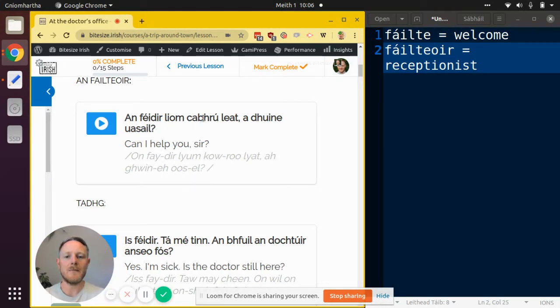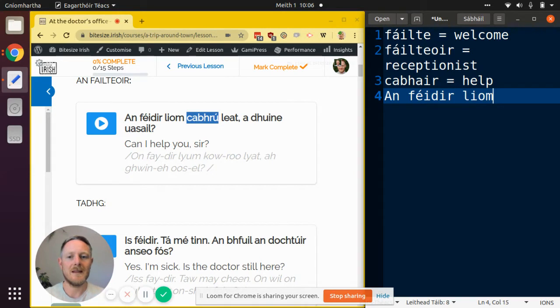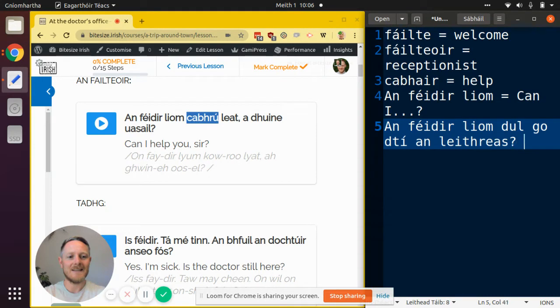Cabhair means help in Irish, and if I make spelling mistakes, that's my own fault. I'm sorry. Cabhrú is like the verb form of cabhair. An féidir liom cabhrú leat. An féidir. An féidir liom. It's the old phrase at school in Irish, like can I? An féidir liom dul go dtí an leithreas? Can I go to the toilet?